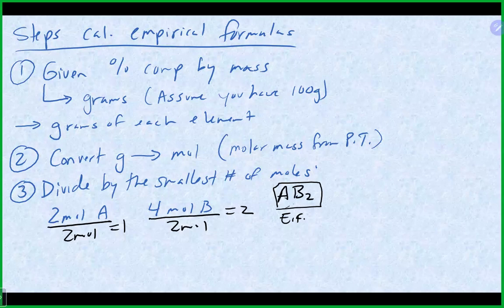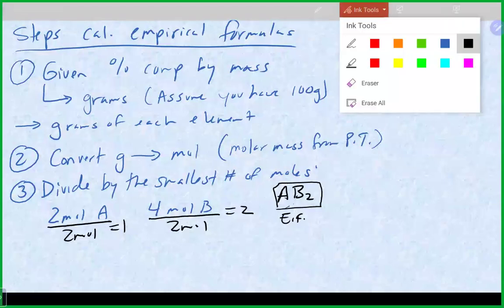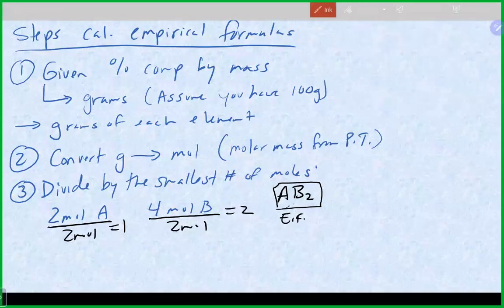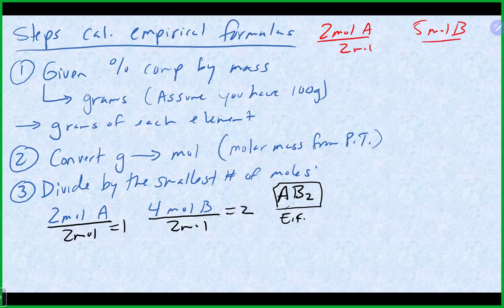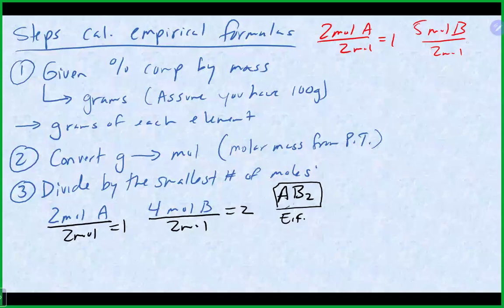And let's just say, though, that you did step number 2 and you ended up with a different arrangement of moles. Let's say you ended up with 2 moles of A, but you ended up with 5 moles of B. Now, in this particular case, you would still divide by the smallest, which is 2. So we would divide this guy by 2 moles, and we divide this guy by 2 moles. That's going to give us a 1 for A, and it's going to give us a 2.5 for our B. And that would give us an empirical formula of A B 2.5.